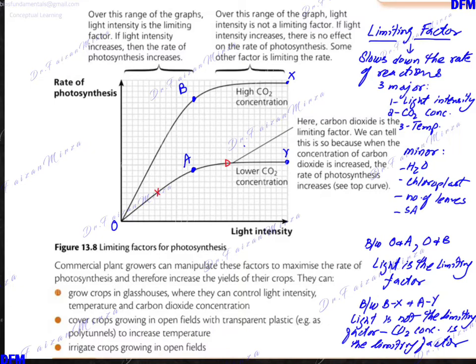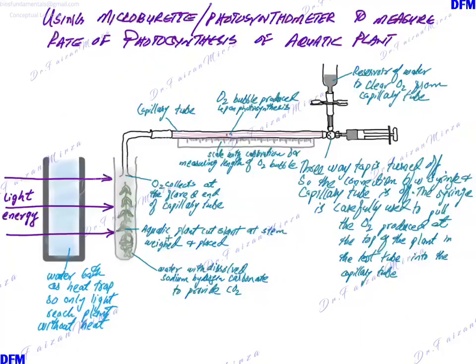This information is important for commercial plant growers, because they can manipulate these factors to maximize the rate of photosynthesis and therefore increase the yields of their crops. They can grow crops in glass houses where they can control the light intensity, temperature, and carbon dioxide concentration artificially. They can cover crops growing in an open field with transparent plastic, for example polytunnels. This increases the temperature, and as the temperature increases, we know that the rate of photosynthesis will increase as well. They can irrigate crops in open fields, and when they do that, they are providing a lot of water. Again, this will make sure that the rate of photosynthesis stays higher as well.